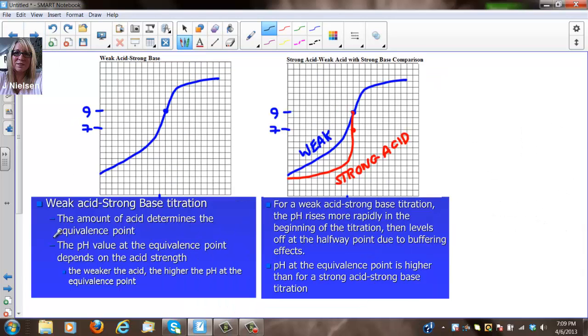Let's talk about weak acid with a strong base. The amount of acid determines the equivalence point. The pH value at the equivalence point depends on the acid strength. The weaker the acid, the higher the pH at the equivalence point. And that should make sense, because if you have a weak acid and a strong base, you know that it's going to wind up basic.